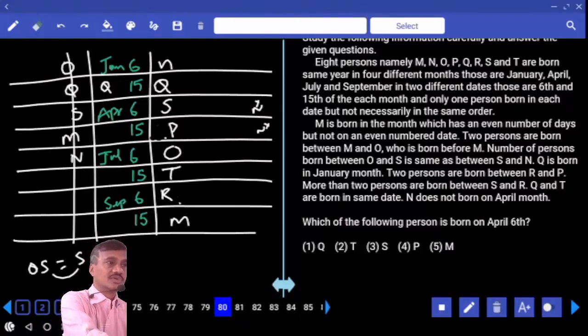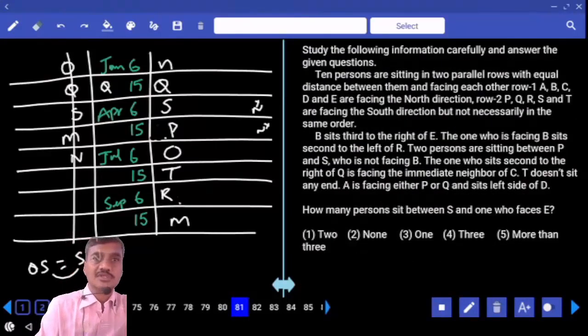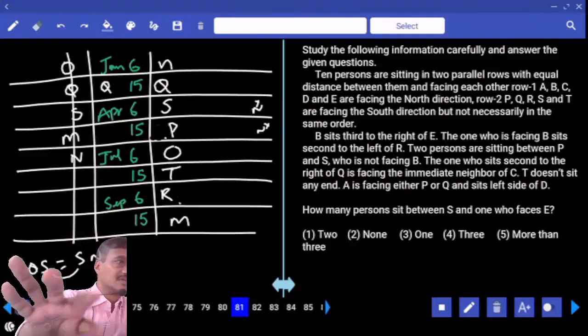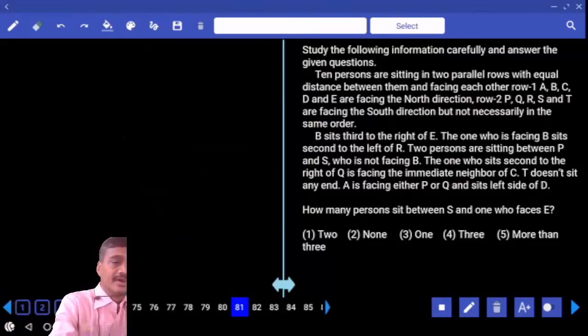Done 76 to 80. Then 81 to 85. Now 81 to 85, it comes in which category? Now parallel rows. Now this parallel rows again comes under the first priority itself. Shall we start with this? Now how many persons are there? 10 persons, 5 in each of these rows, 5 here and 5 here.